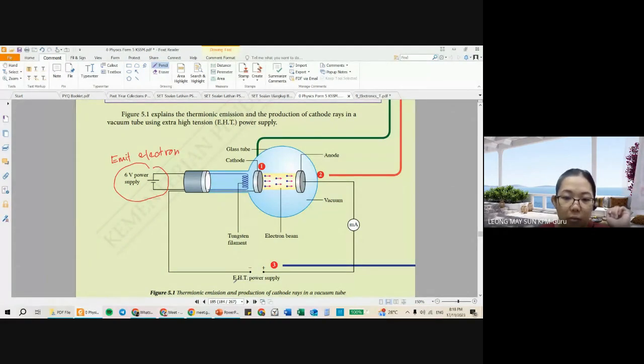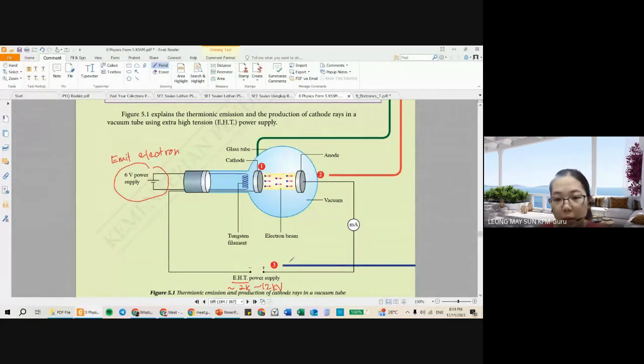Then we have extremely high tension. EHT stands for extremely high tension. It's usually 2 kilovolts to probably 12 kilovolts. So it's 2,000 to 12,000 volts of power supply. That's why it's called extremely high tension, and usually EHT is used more by teachers as a demonstration. They won't actually use it for students to carry out the experiment themselves.